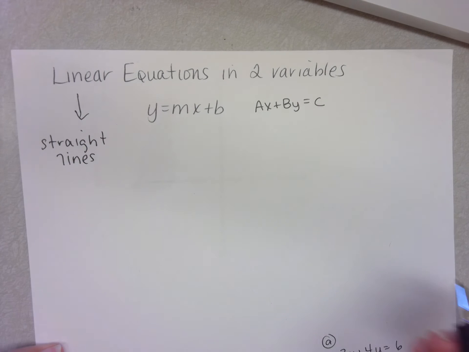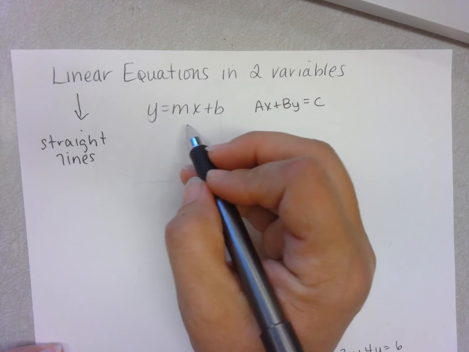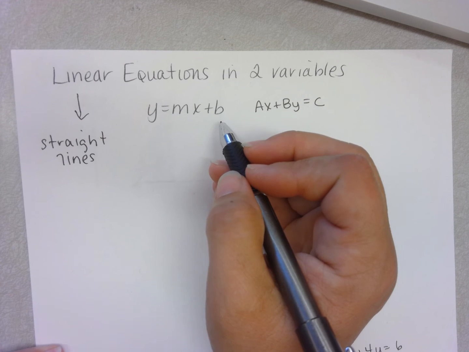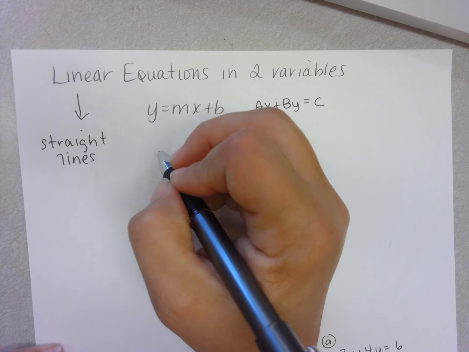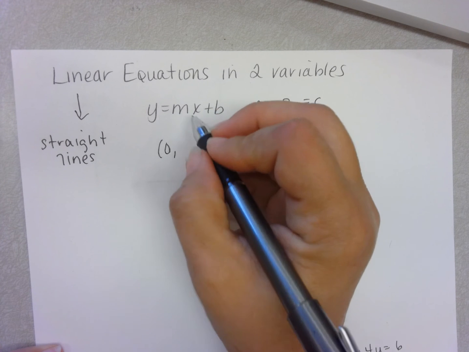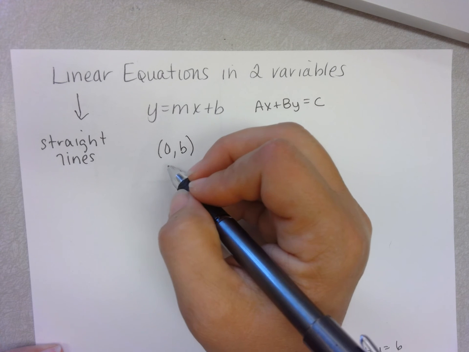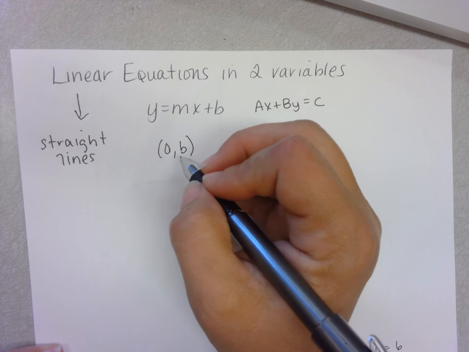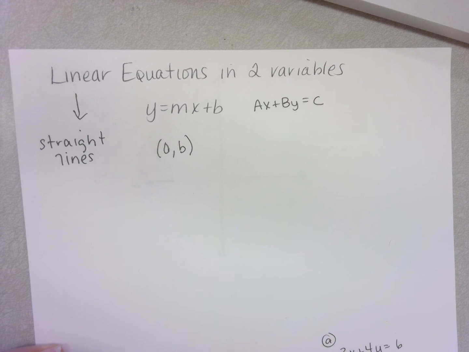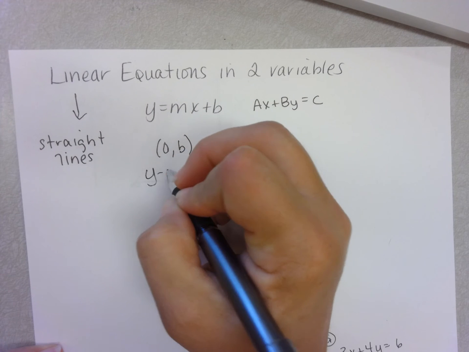Right? So this particular equation, if I plug in 0 for x, then I get out b. And a point that has 0 for its x coordinate, where b is just a number, this is what we call the y-intercept.